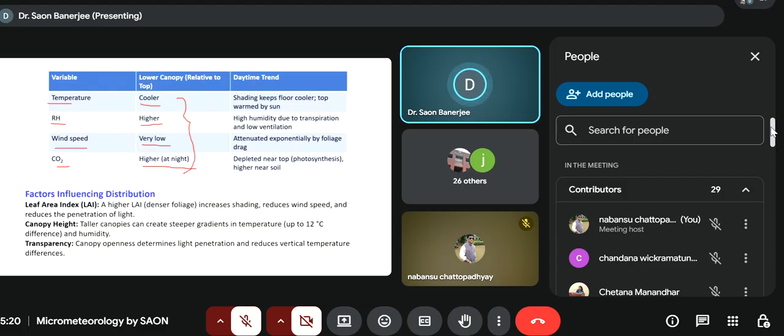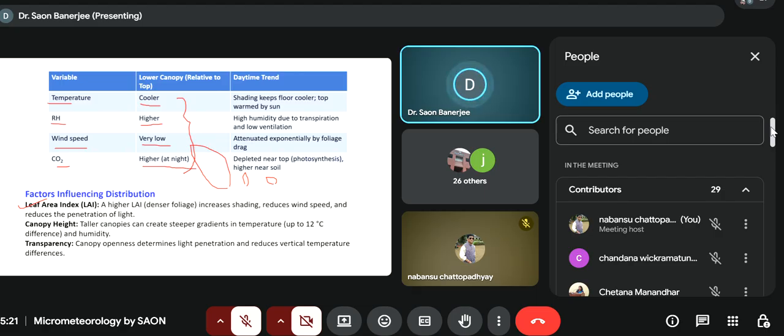Now, what are the factors influencing this type of distribution? One is leaf area index. If the LAI is high, with very big leaves, it gives more shade compared to smaller ones. If the leaf is vertical rather than horizontal, it will give less shade. So the orientation of the leaf is also another important thing.